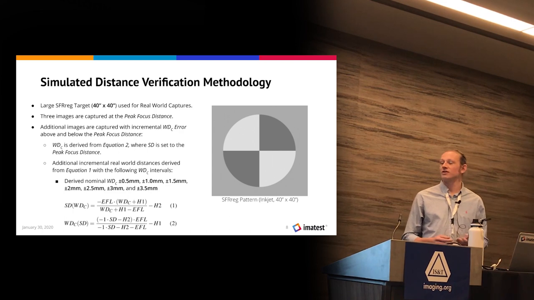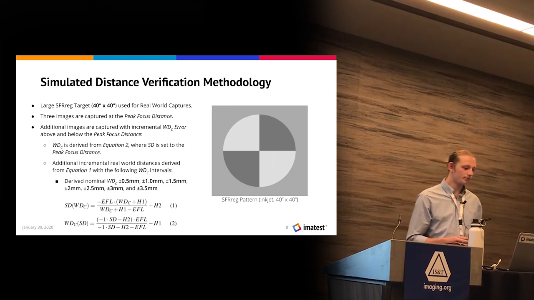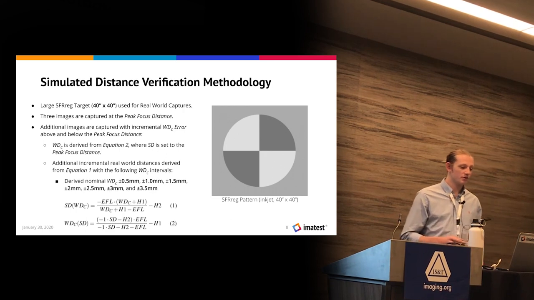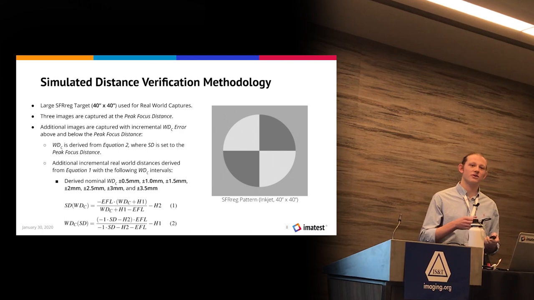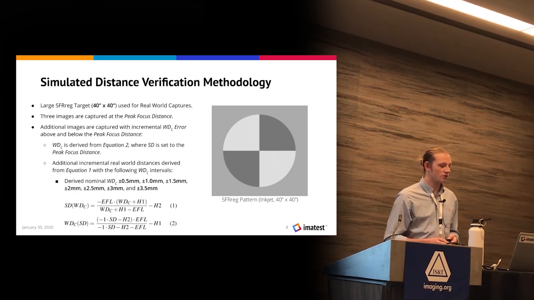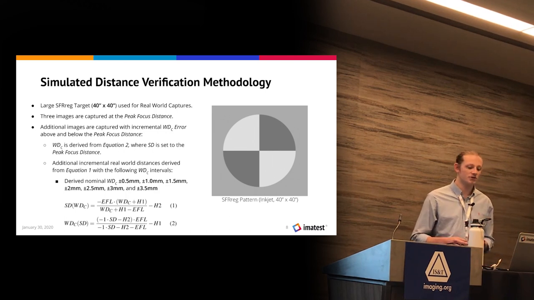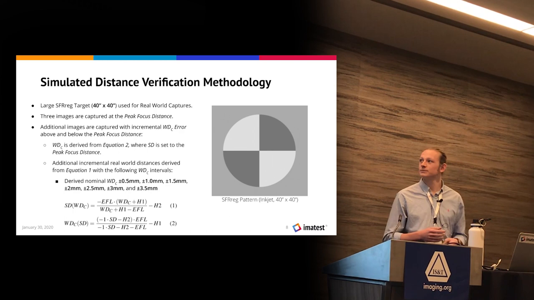So we calculate what the working distance would be if we are simulating that distance. And then we take additional increments. So we calculate what the simulated distance would be if we increment the working distance by half a millimeter, plus or minus 1 millimeter, and so on. So we capture three images at each additional real-world distance at these intervals, and that provides us with 45 total images for the real world.